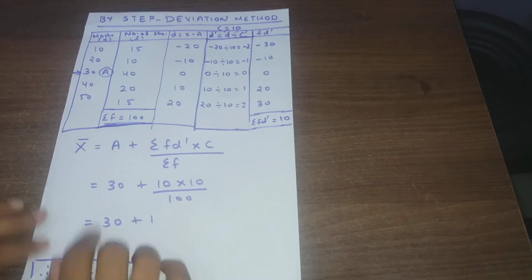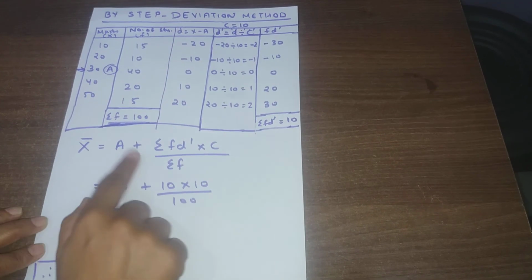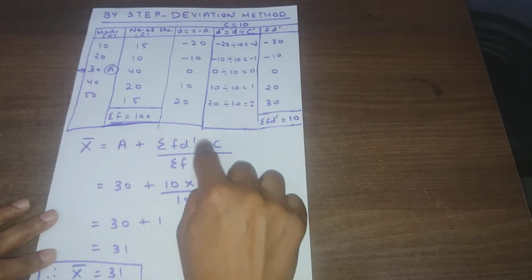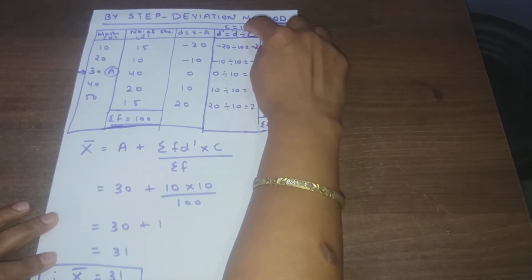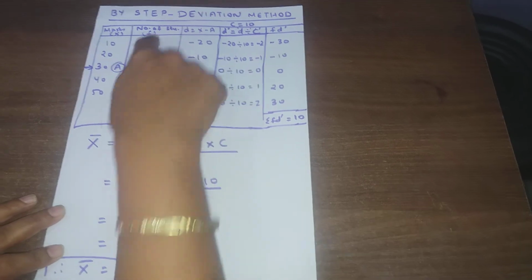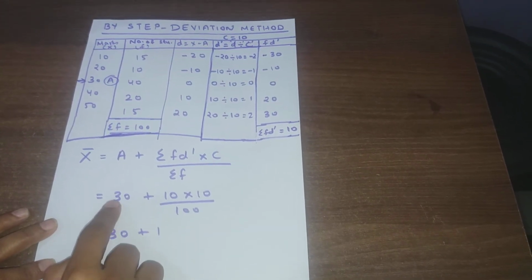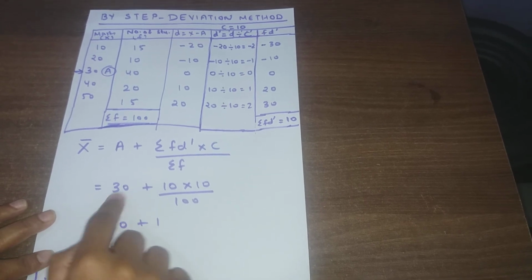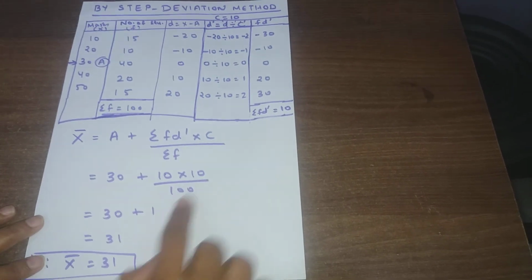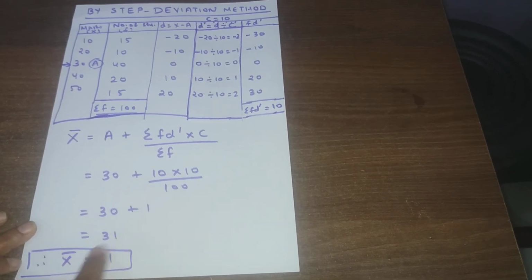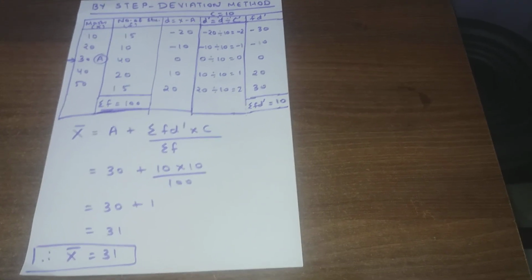Now formula goes this way. X bar is equal to a plus summation of f d dash, this fifth column summation, into c. c is 10, upon summation of f from the second column. Place all the values. 30 plus 10 into 10 upon 100. Zeros will cancel. You will get 1 here. 30 plus 1, 31. So x bar is equal to 31.